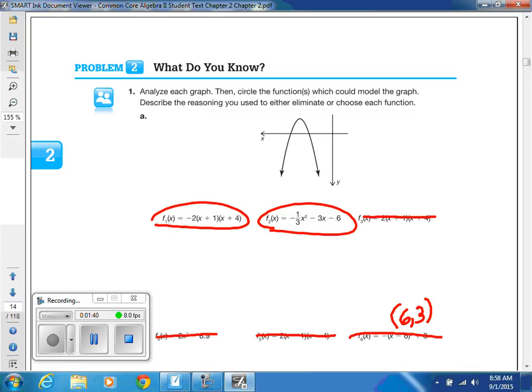And F8, what's F8 saying that the vertex is? Negative 6, 3. Could that be negative 6, 3? That could be a negative 6, 3, right? So it could be F8. Okay. I think the other ones are out. So I'm going to say that 1, 2, and 8 are the only ones that we could justify that it would be. Right. Try question B.